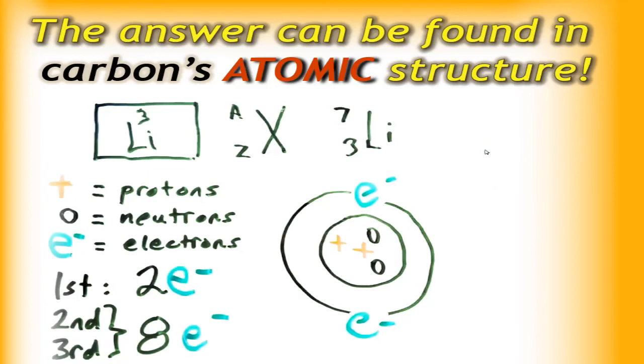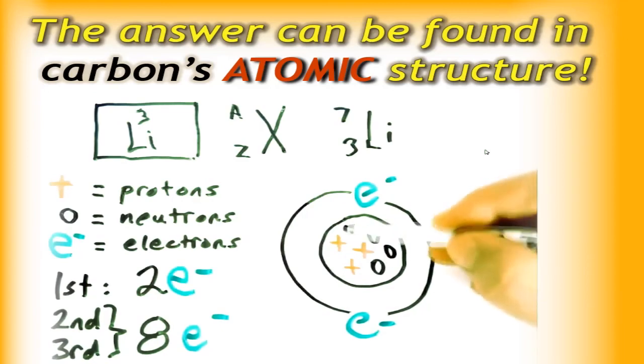Now that means that I have 7 total masses in the nucleus. 3 of them are protons. So I'm going to need to add another plus sign. Now what about the rest? Well, there's 7 total mass units in here. 3 of them are protons. 7 minus 3 is 4. So I've already got 2 neutrons. I need 4 neutrons. So 1, 2, 3, 4.